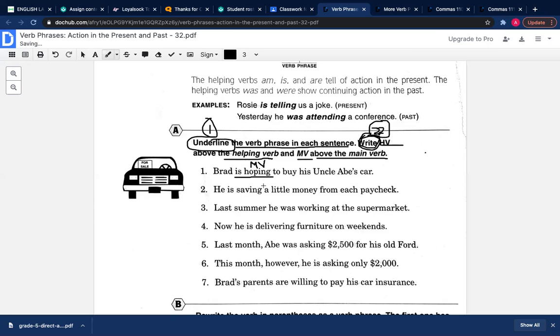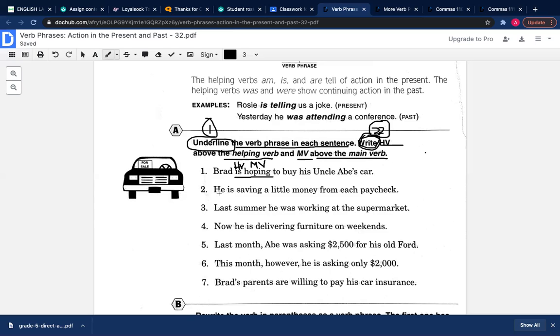The verb that helps hoping out, but doesn't give us too much information. For example, you can't say Brad is to buy his Uncle Abe's car. That doesn't make so much sense. However, when we add the main verb hoping in there, it does. Is only helps the main verb out. HV over top of is. The helping verb always comes before the main verb.